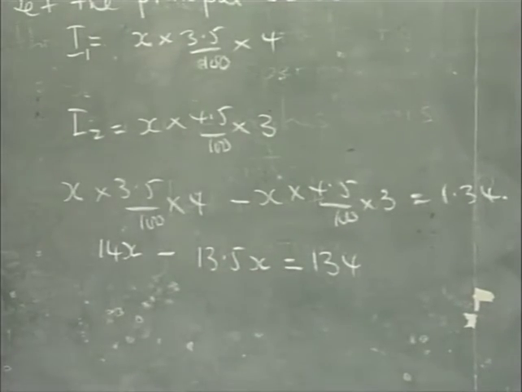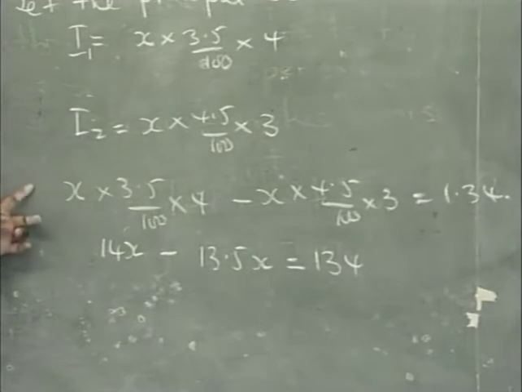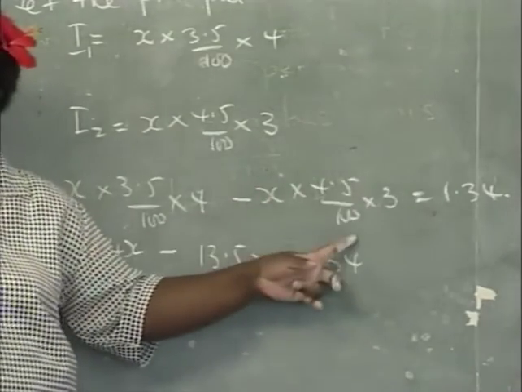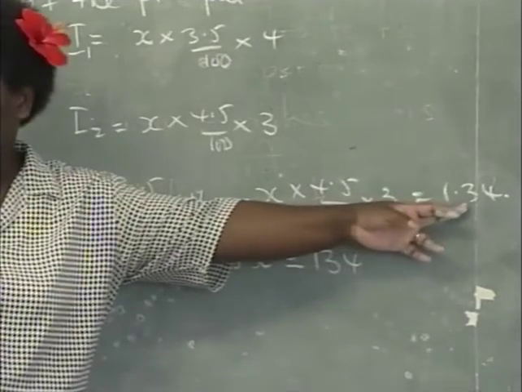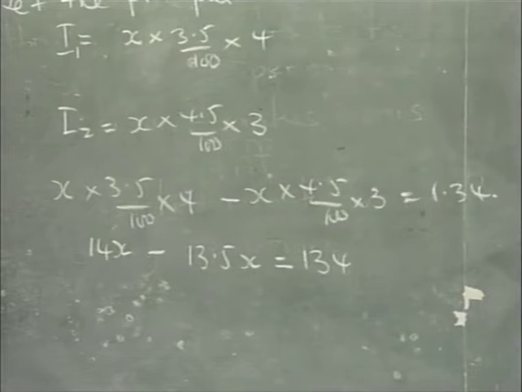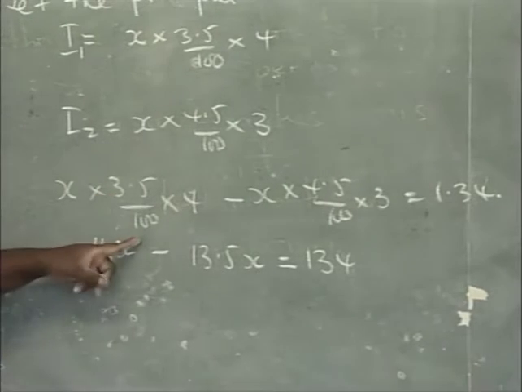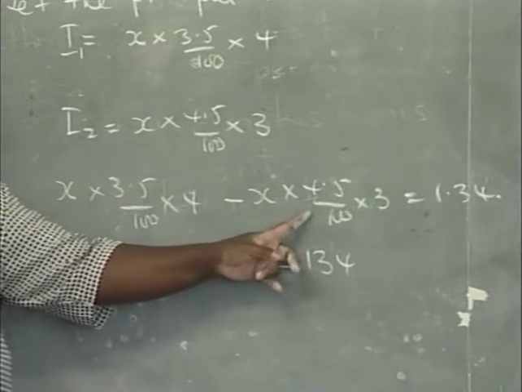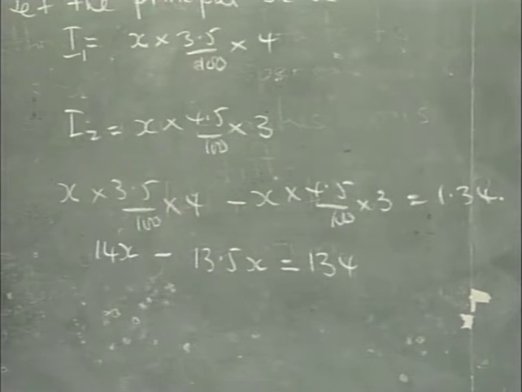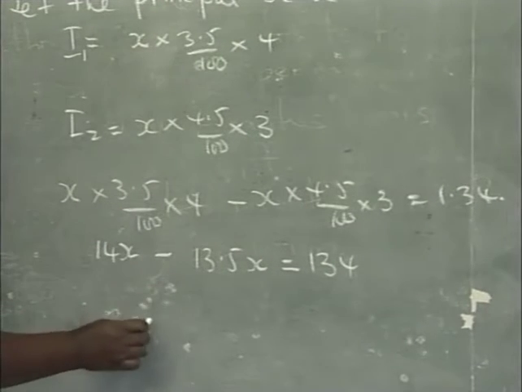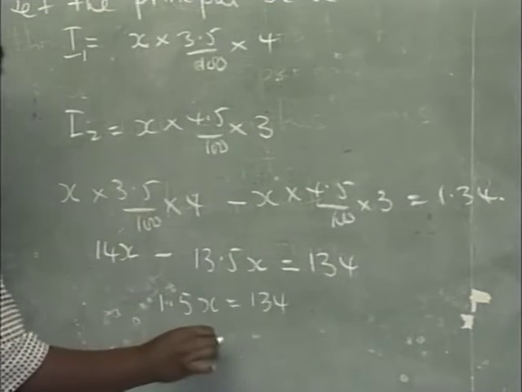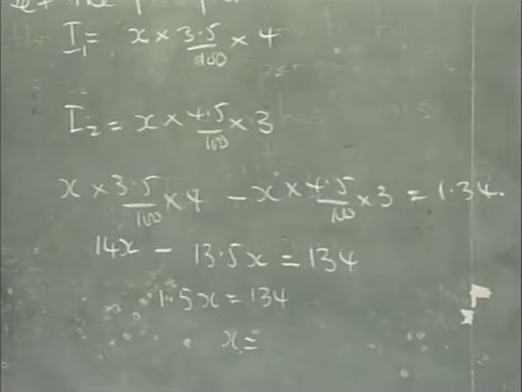134. Okay, I am multiplying through by 100. If I do here, it will cancel with this one. Then I do on this, it cancels with this one. And then I multiply also 100 on the other side. Is it clear? Okay. So here I would get 14x on 100. This one would be 13.5x on 100. And then you can multiply by 100 on both sides. 14 minus 13.5 is 1.5. So 1.5x equals 134. And you divide 134 by 1.5.